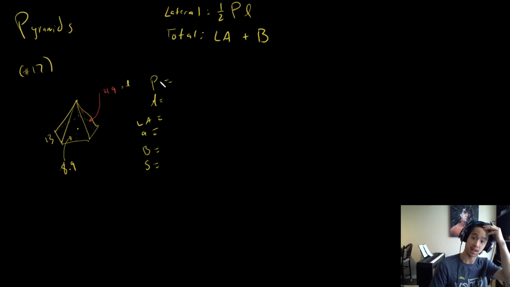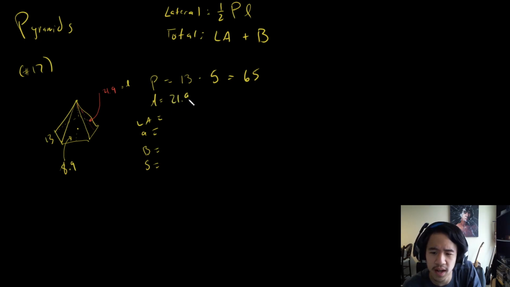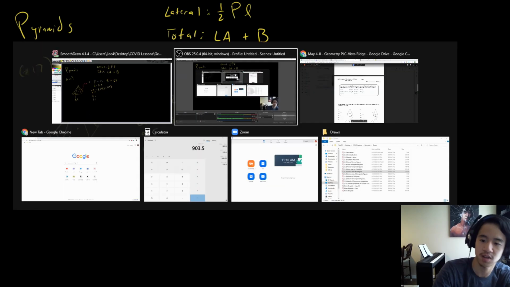So let's go ahead and find our perimeter. We've got a side length of 13, and it's a pentagon, so it's times 5. So we get 65 for our perimeter. Our slant length is 21.9. That's given to us. So that means our lateral area is 1/2 times P, which is 65, times 21.9, which is our slant height. So let's get our calculator out.